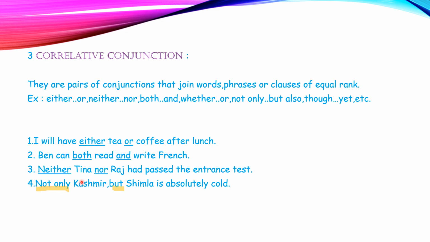Next, neither Tina nor Raj had passed the entrance test. That means both of them have failed in the exam. Not only Kashmir, but also Shimla is absolutely cold. So this is another set of words which represents correlative conjunctions.